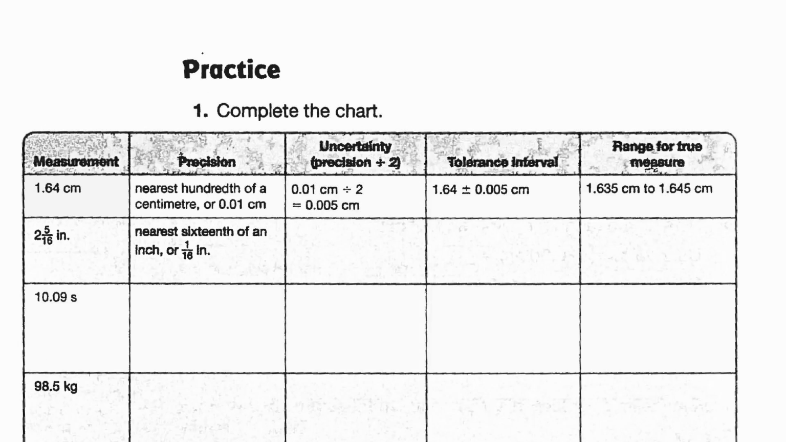Okay, so on to the practice section of this. We have how many pages of practice here? 1, 2. Okay, well, let's do this chart. I'll start it with you guys. So we have the precision, uncertainty, tolerance, and range.